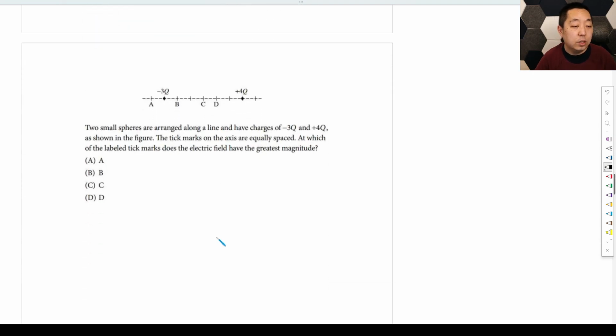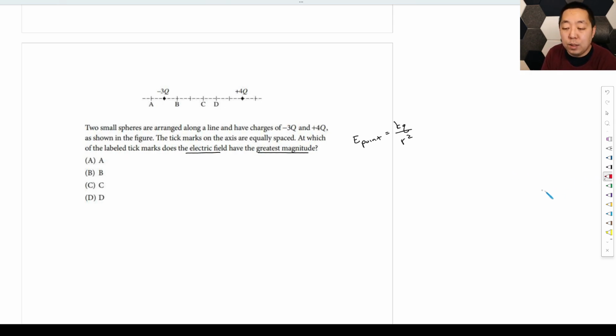All right. Two small charges are arranged along a line and have charges -3Q and +4Q. Tick marks are equally spaced. At which labeled tick mark does the electric field have the greatest magnitude? So we want to think about the electric field. Now, electric field from a point charge, because these are point charges, is kq over r squared. Now, we've got to add them up like vectors. Okay, it's an important part.